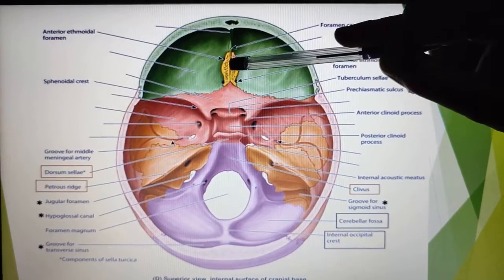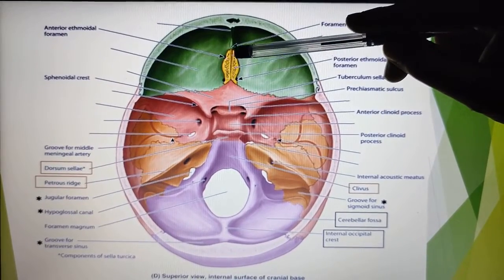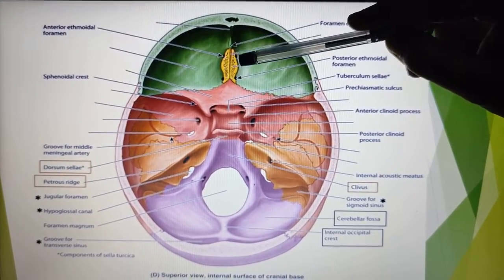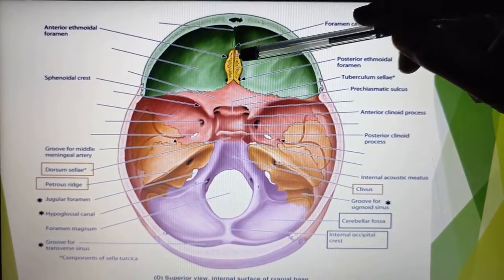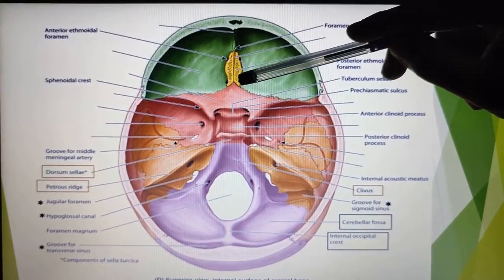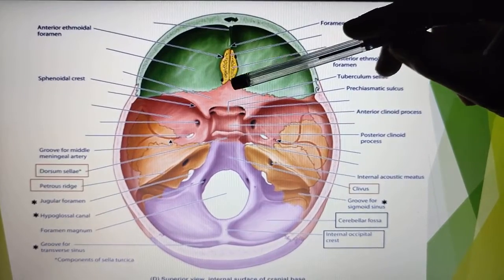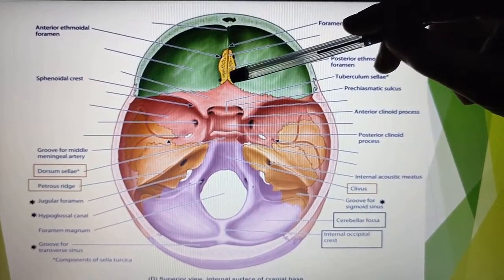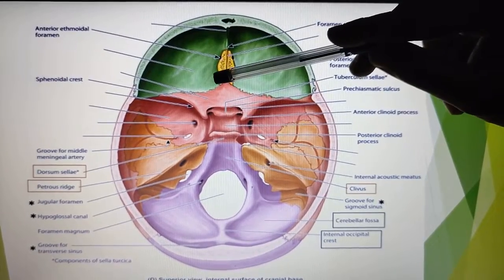If we closely observe the anterior margin of the cribriform plate of the ethmoid, there is an anterior ethmoidal canal or foramen, which transmits the anterior ethmoidal nerves and vessels. At the posterior margin, we can see the posterior ethmoidal canal or foramen, which transmits the posterior ethmoidal nerves and vessels.